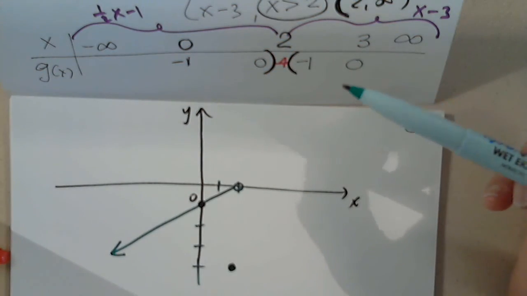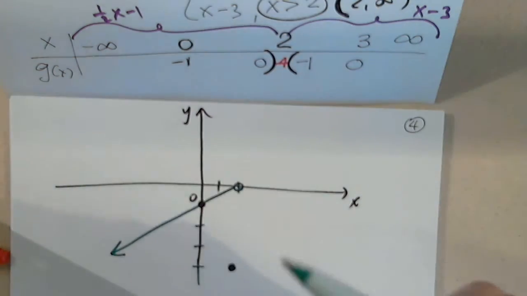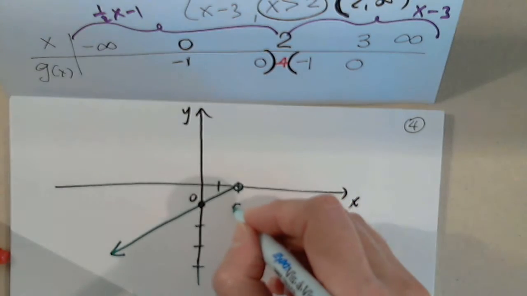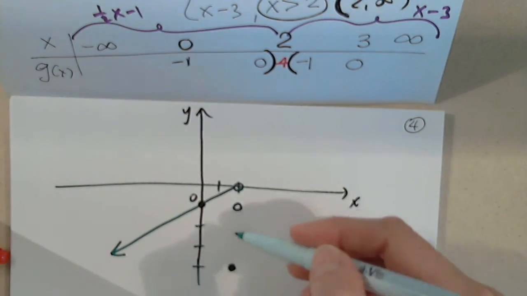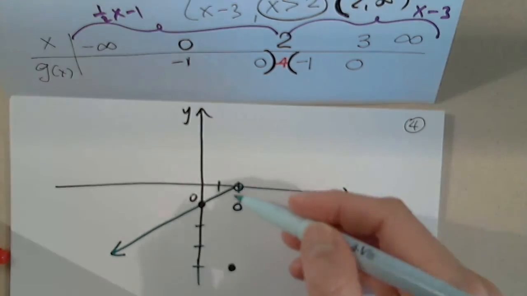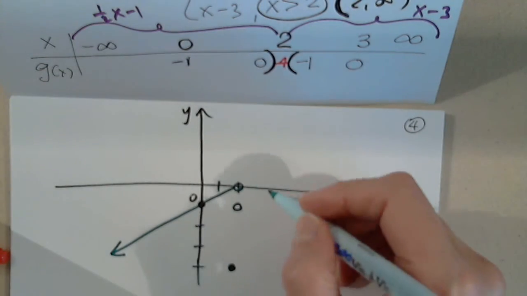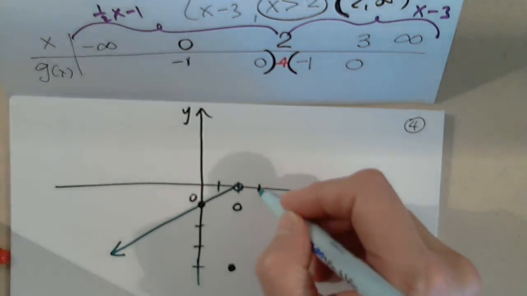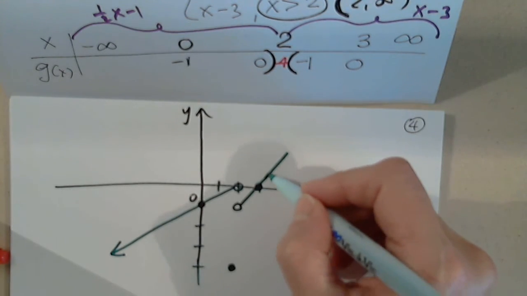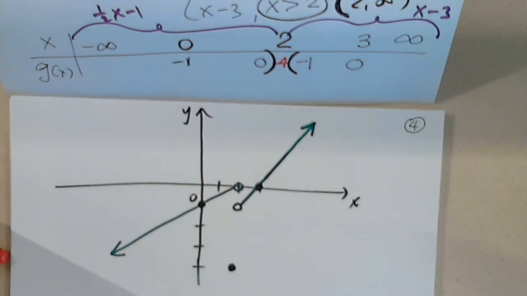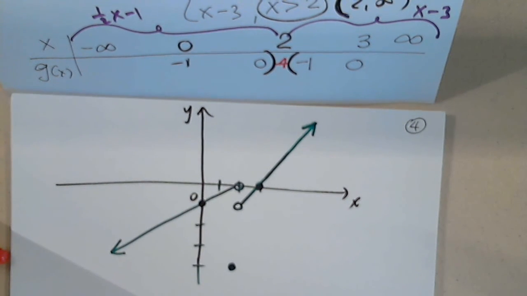On the other side, 2, -1 is my first point. It's also an open point. This would not be a function if it had more than one full point at x equals 2. And at 3, 0. 1, 2, 3. That's a full point. Here's the graph of function g of x.